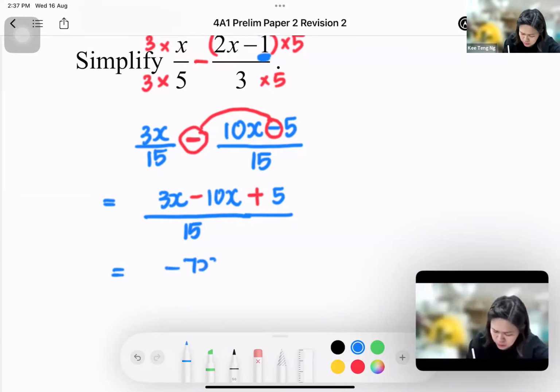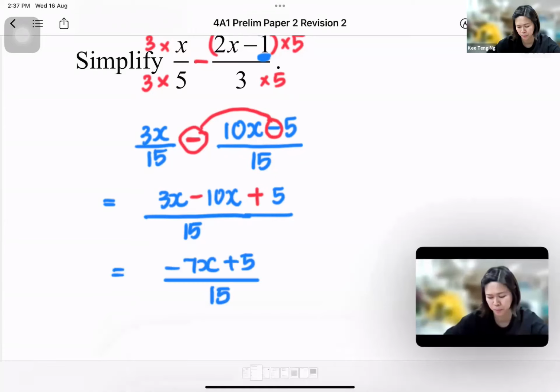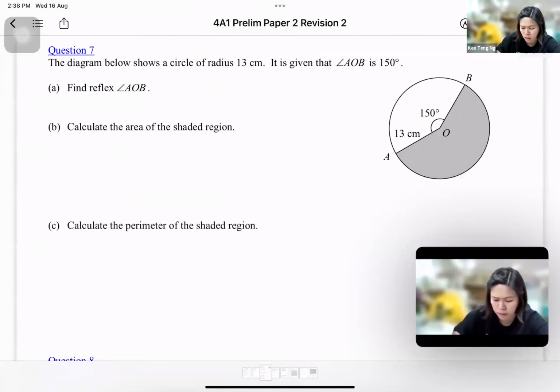So negative 7x plus 5 over 15. Nothing to cancel or simplify because the 7 over here has no common factor. Okay, so this is the final answer. Is this okay? Okay, then next page. Okay, next one. All right, this one.